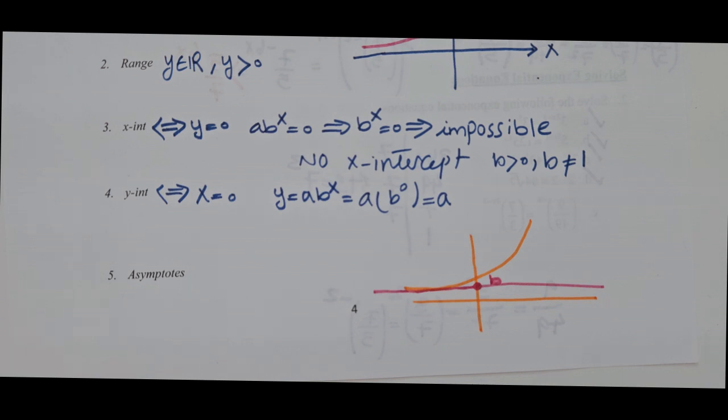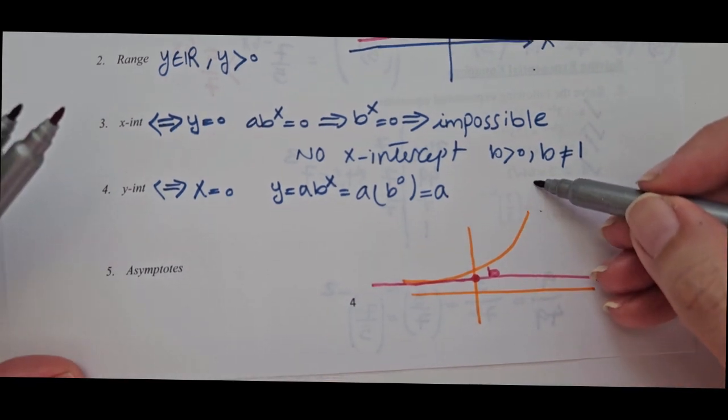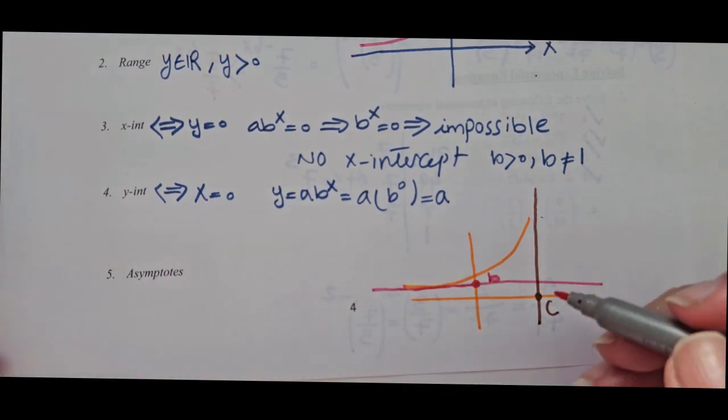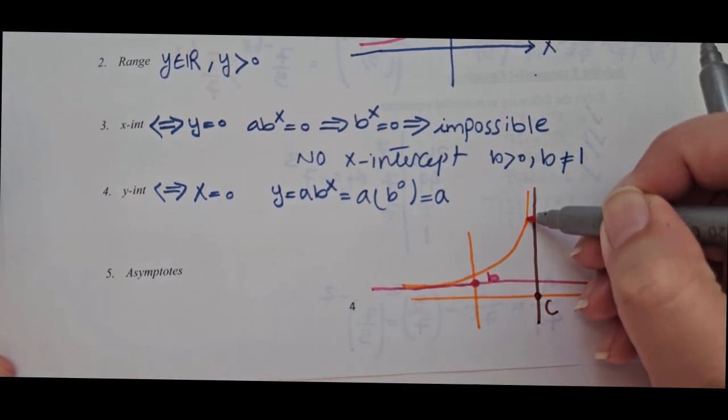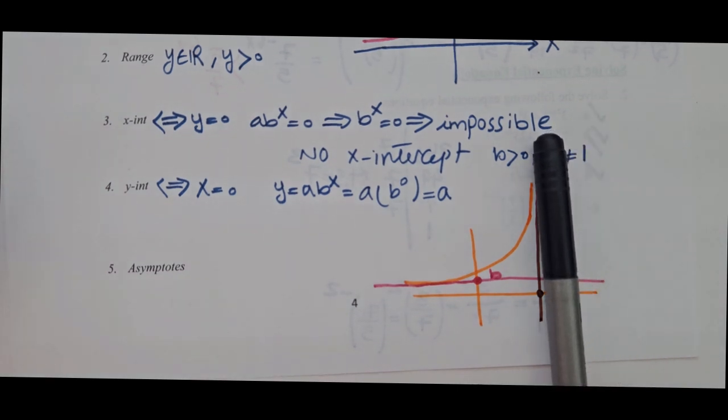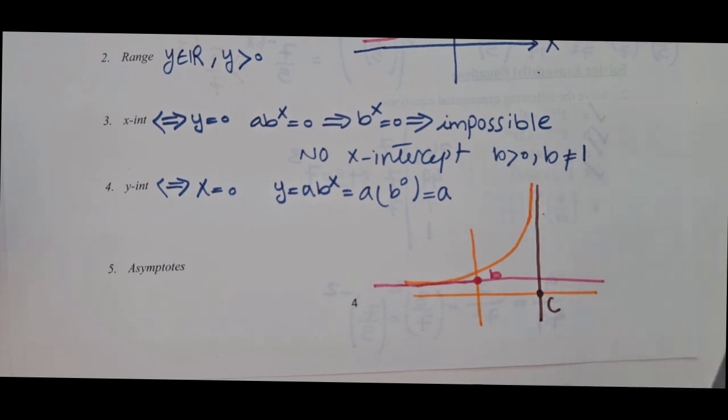And this is, as you can see, a horizontal asymptote. But we can also have a vertical asymptote. So take a look here. For the same graph, let's call this point C. If I continue this graph like this, it goes up, up, up, but it never crosses point C. It gets so close to point C, but it never crosses it. So this vertical line is actually the asymptote.